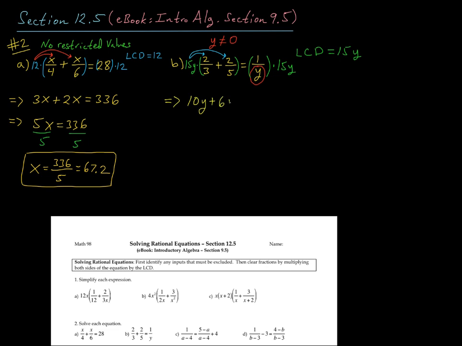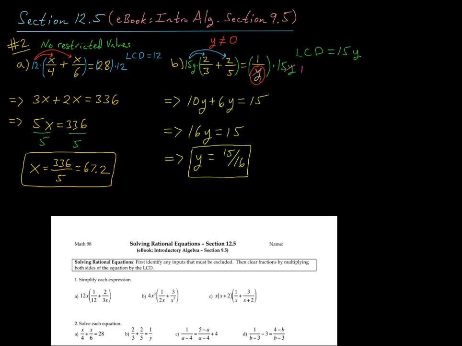That'd be 6y. And then on the right-hand side, these y's are going to cancel out here and here, and we'll be left with just that 15. And so now on the left, I have 16y, and that's going to equal 15. So again, dividing to solve for the variable, I'm going to get that y is 15/16.